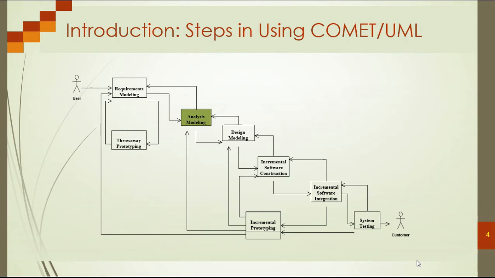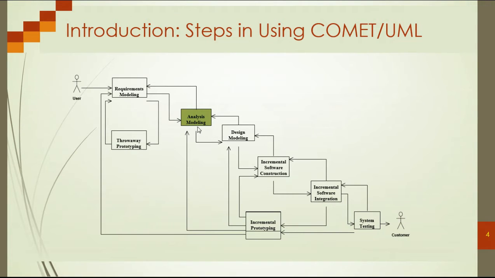Okay, as we know, we are studying the COMET UML methods. The COMET method, as we say, is an approach for studying and analyzing real-time systems. One of these real-time systems is the autonomous system. So we already studied the requirements modeling, and we know how to develop the requirements modeling, and now we are in analysis modeling.